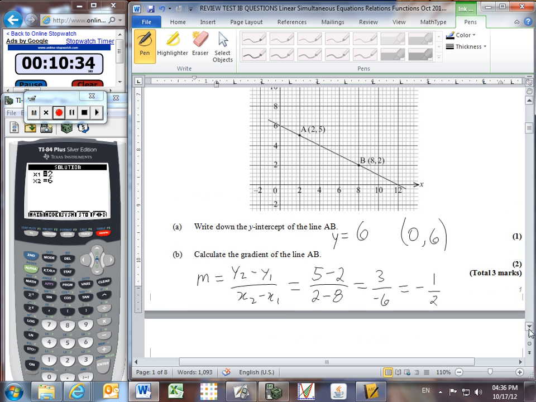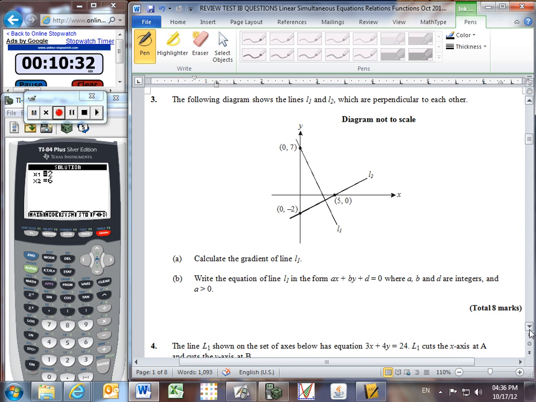Let's move on now to number 3. This diagram shows two lines, L1 and L2, and they're perpendicular to each other. That's important because it means that the slope of L1 is perpendicular to the slope of L2. They are going to be negative reciprocals of one another. Now it says to calculate the gradient of line L1. Well, in line L1, I've only got 1 point, so I can't calculate its gradient yet.